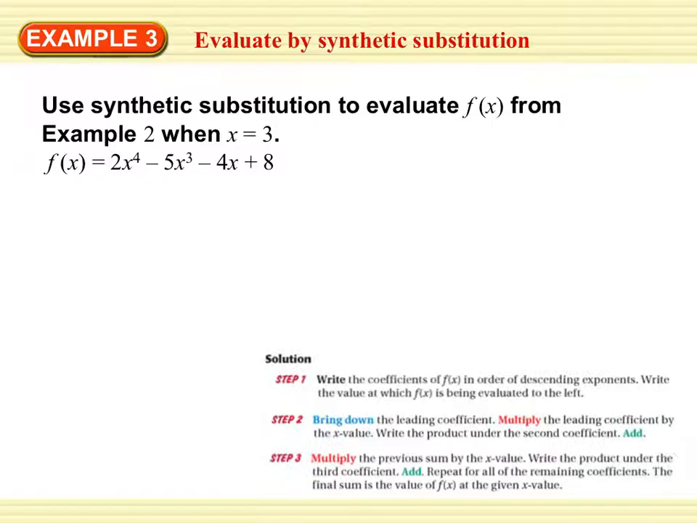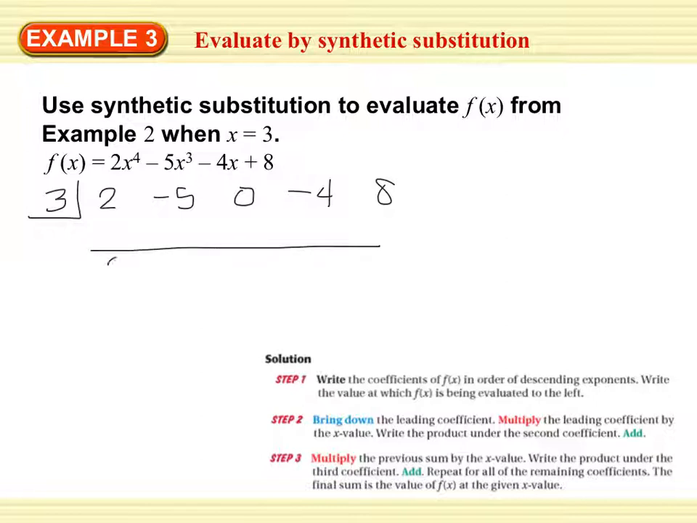Let's try one. So step 1 says write the coefficients. So first we're going to evaluate at x equals 3. We've got a 2x to the 4th, negative 5x to the 3rd. I need a 0x squared, negative 4x, and 8. And then I draw a line. Bring down the first one. We're going to go ahead and multiply the 3 and the 2. So I always multiply and write it up here.